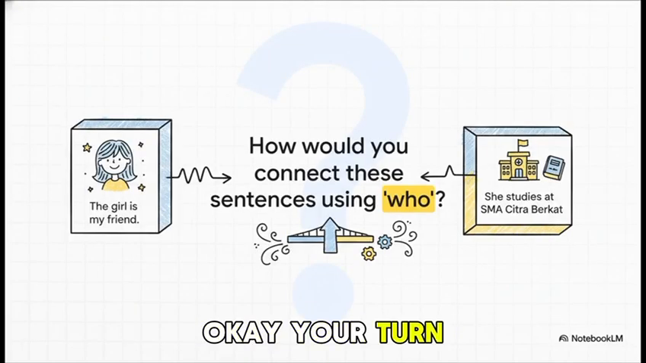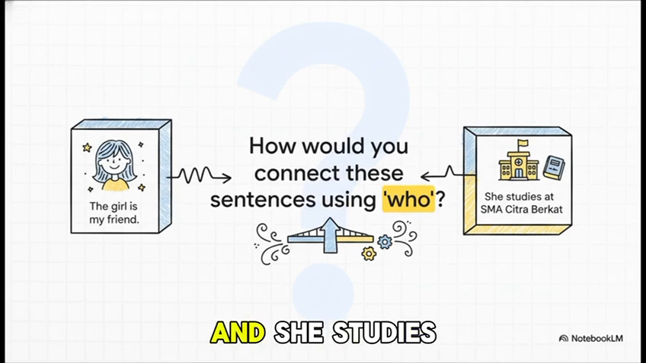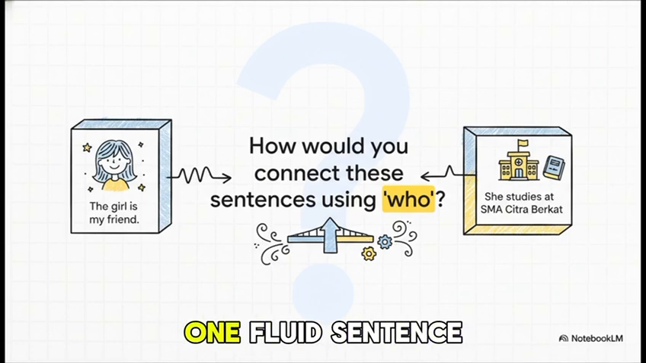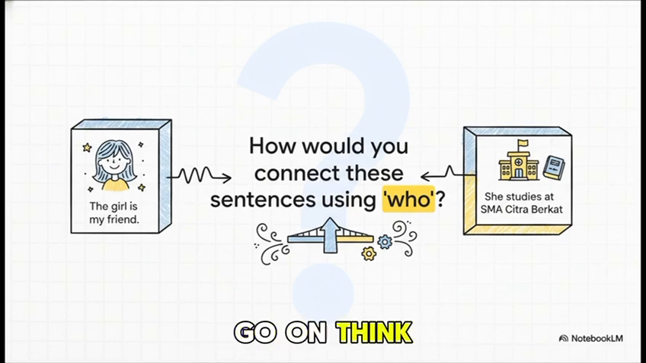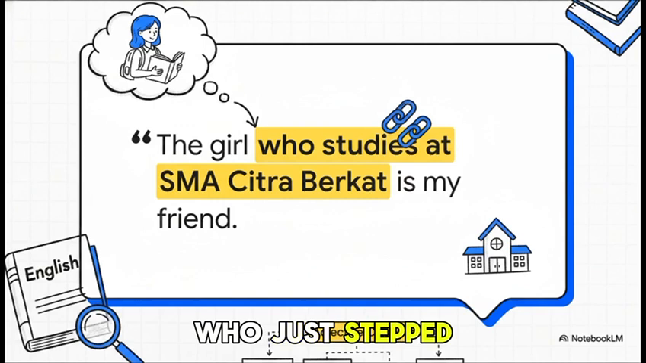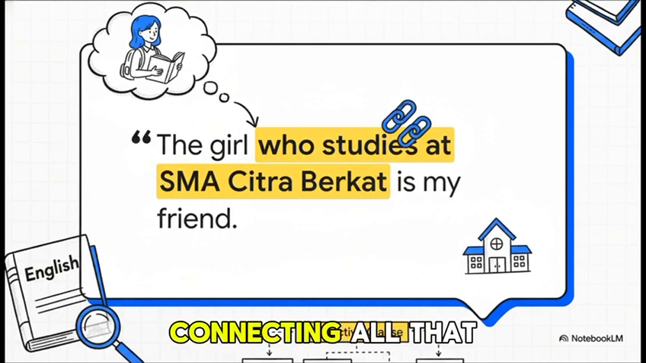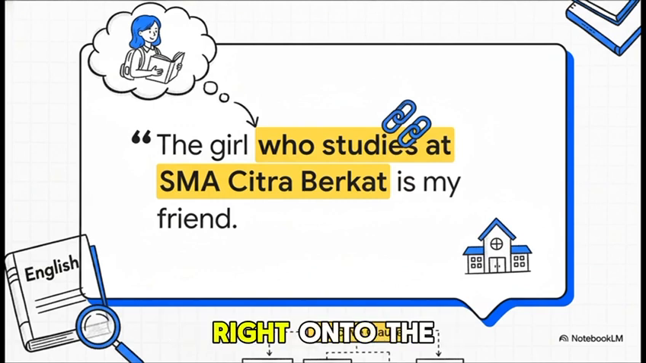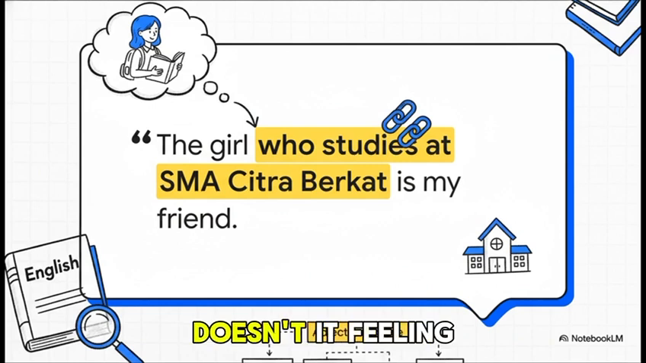Okay, your turn. Time to be the builder. Look at these two sentences. The girl is my friend, and she studies at SMA Citribricot. How would you use your new tool, who, to snap those together into one fluid sentence? Go on, think about it for a sec. Boom, there it is. The girl who studies at SMA Citribricot is my friend. See what happened? Who just stepped in and took the place of she, connecting all that extra information right onto the girl. Sounds so much better, doesn't it?